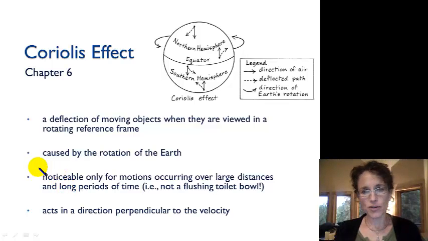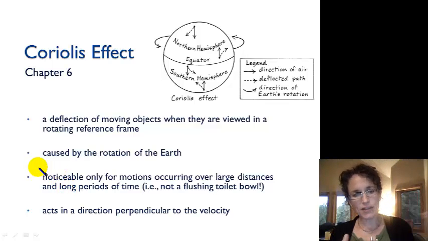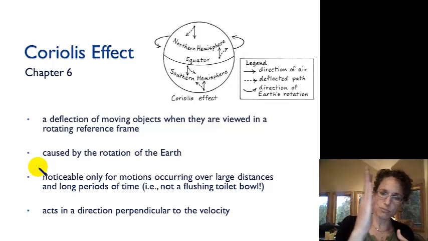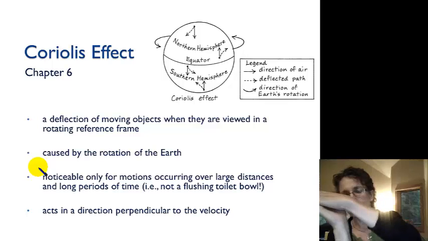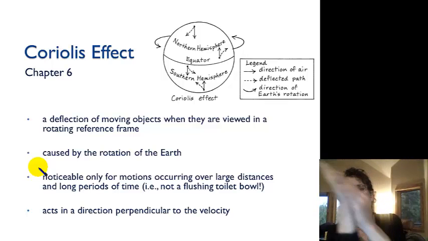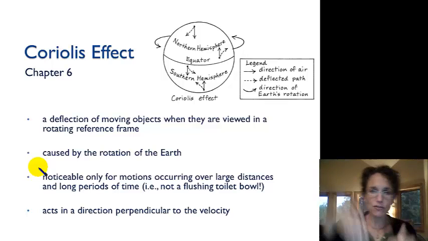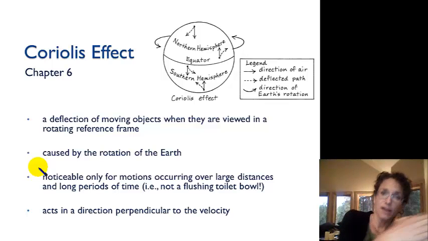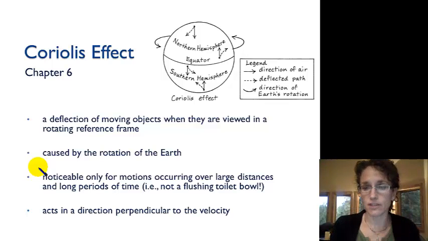So the Coriolis force is going to act in a direction perpendicular to the velocity. So in the northern hemisphere, we're moving in one direction. It's going to push us to the right, perpendicularly to the right, which is going to cause that velocity vector to veer to the right. And if we're in the southern hemisphere, it acts in a perpendicular direction to the left, which is going to cause that velocity vector to veer to the left.